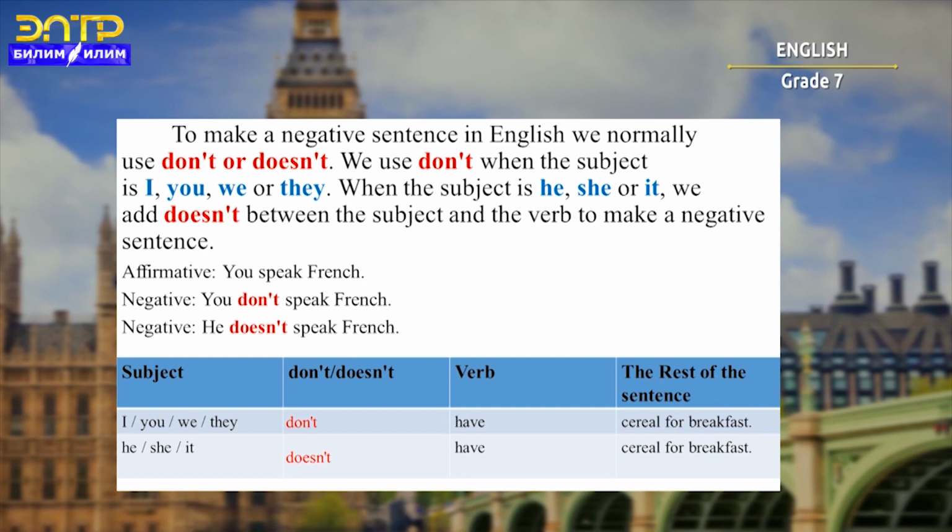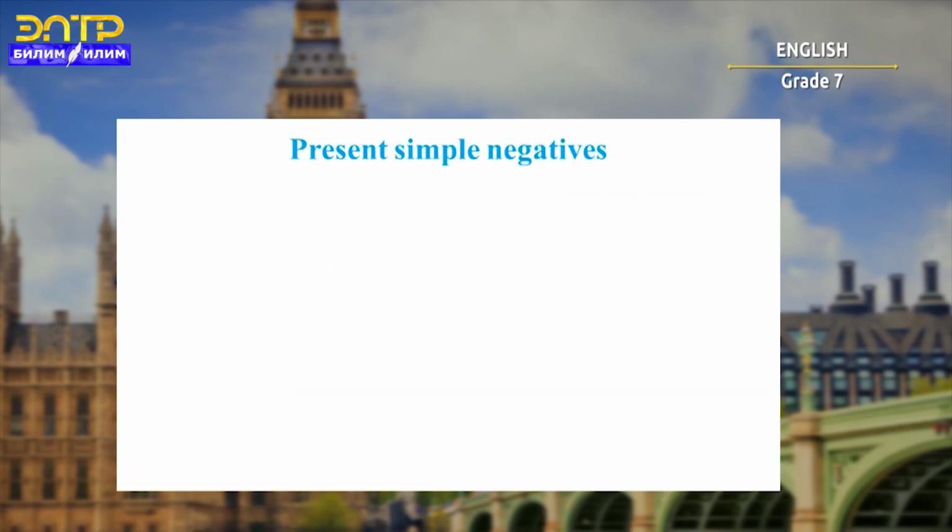Take a look at the table, and now let's read the sentences in the table. I, you, we, they don't have cereal for breakfast. He, she, it doesn't have cereal for breakfast. Now let's read a few more negative sentences.